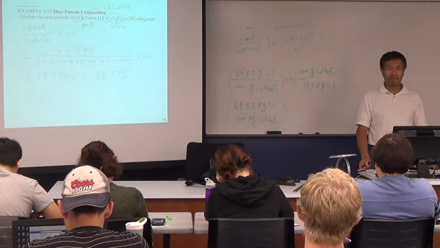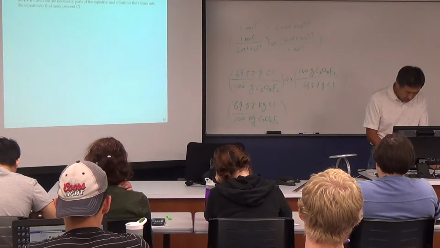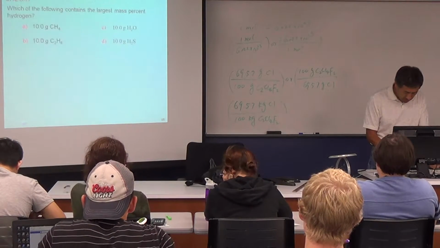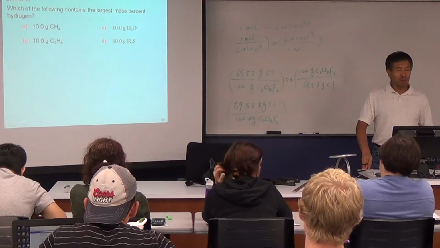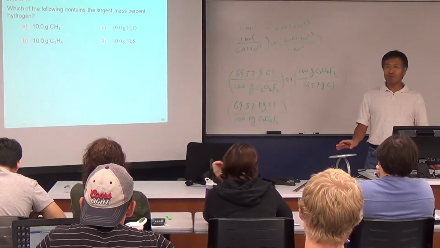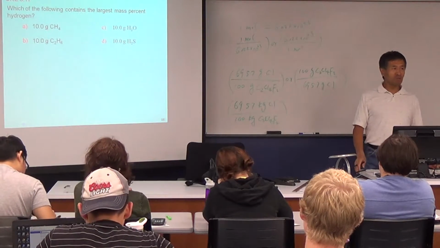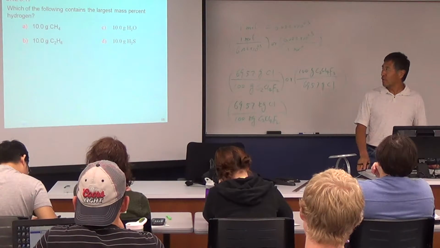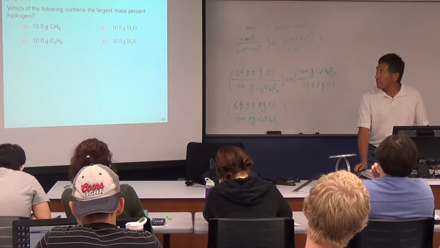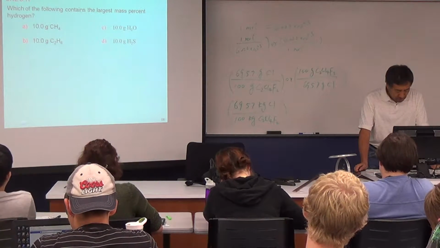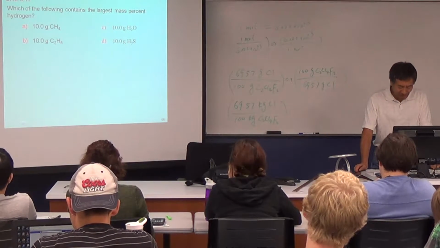Any questions? Right. So this is your idea again. Probably you can think about it straightforwardly, use what I did for the example, calculate everything. Calculate the mass percent of H for everything. And then use your results to figure out which one has the largest mass percent.